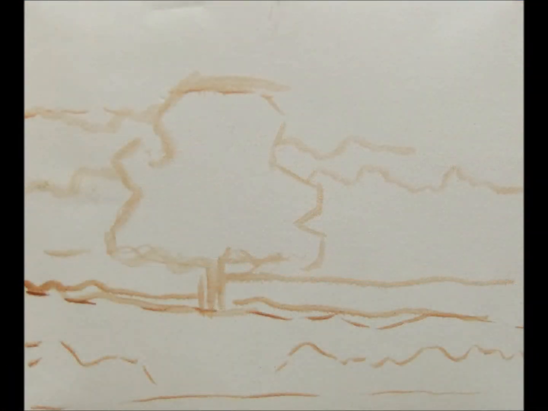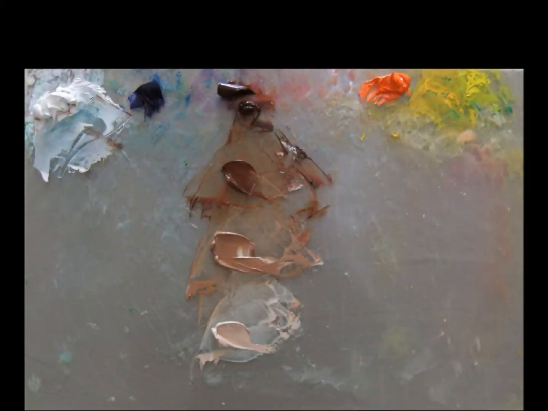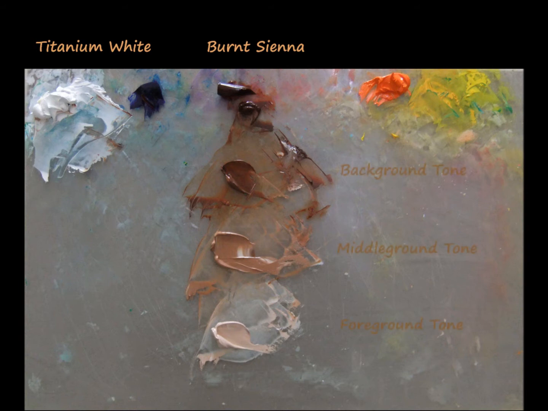I start by quickly laying in a simple geometric outline of my subject. This is done with a lot of solvent mixed into my oil paint. No pencil or charcoal. Remember, this is a painting and not a drawing. I start with 3 tones of burnt sienna and white, mixing them out such that each tone will initially represent one of the planes of my landscape.